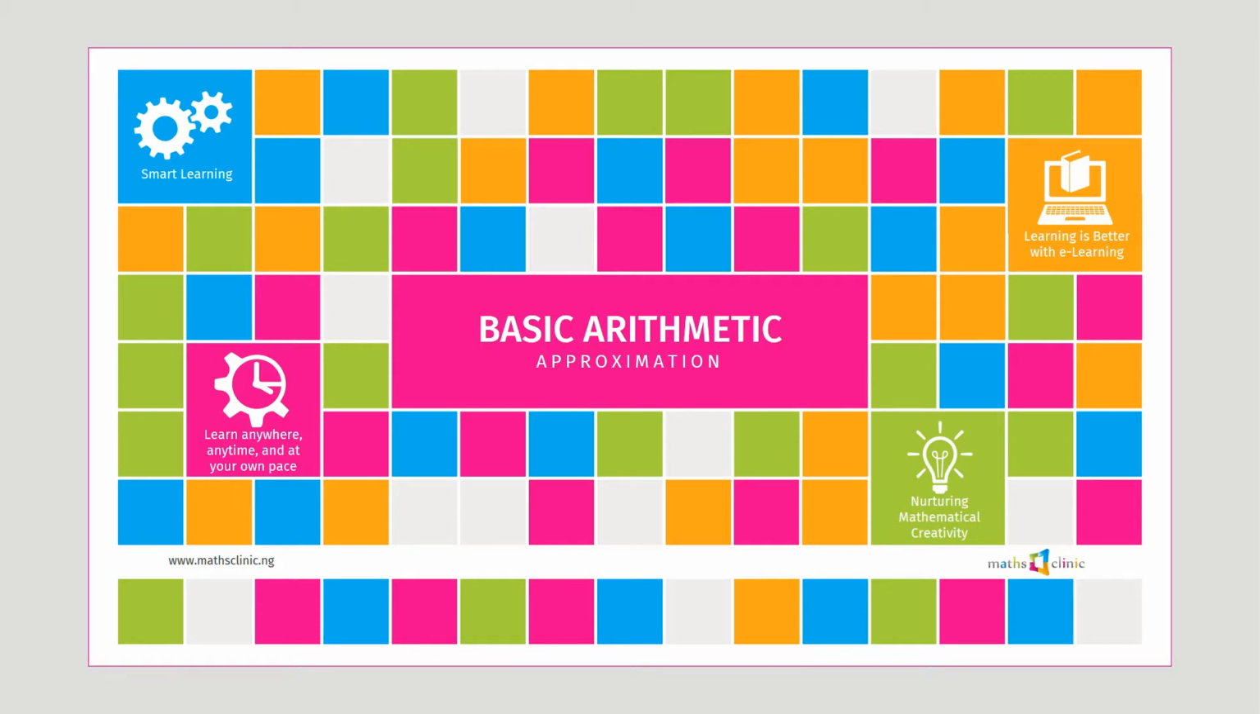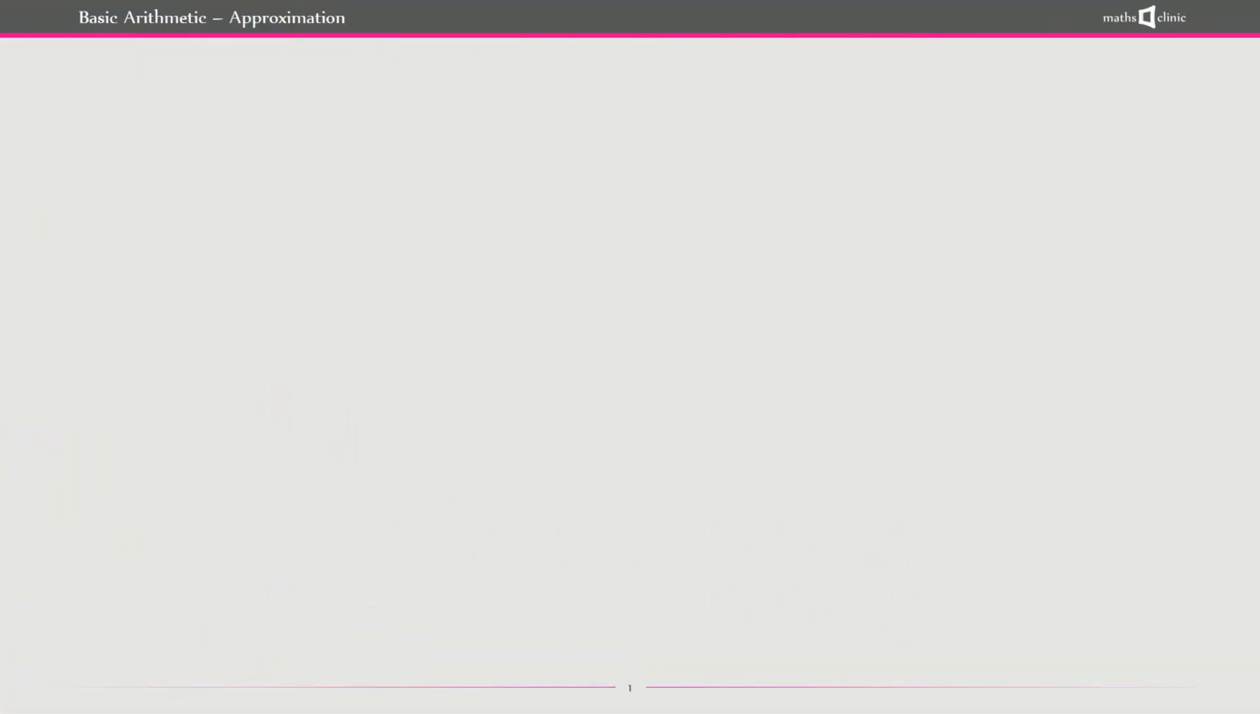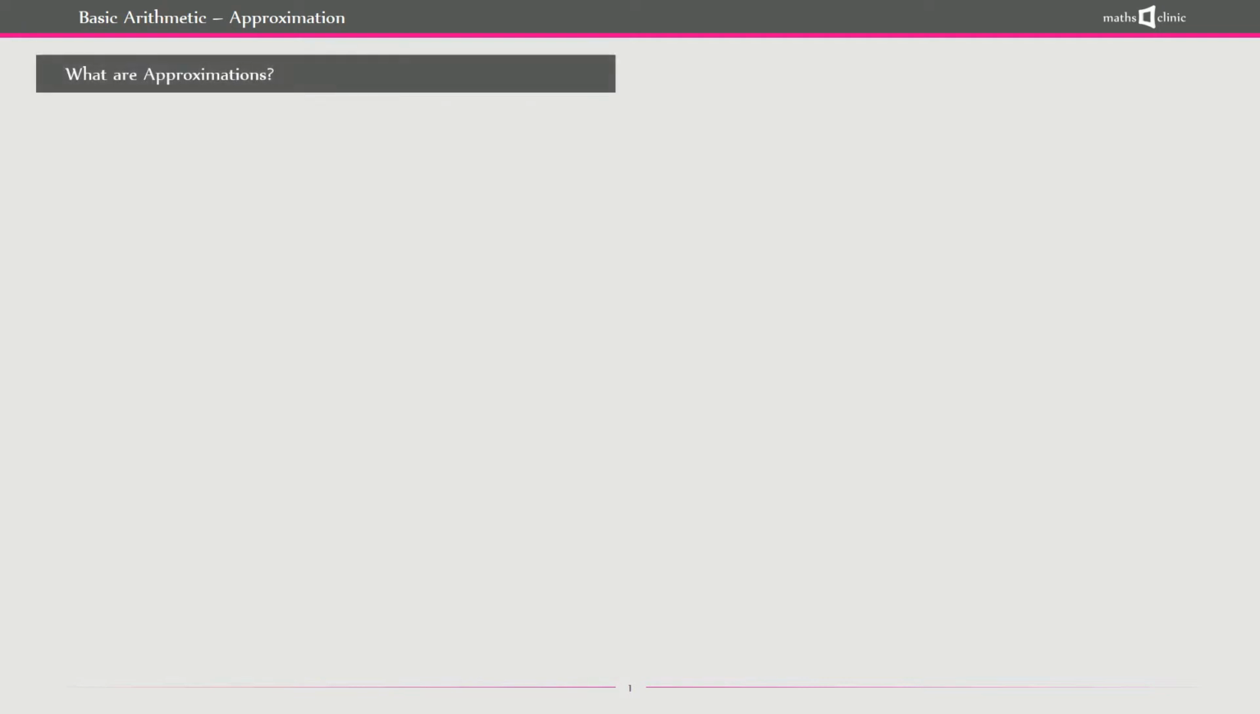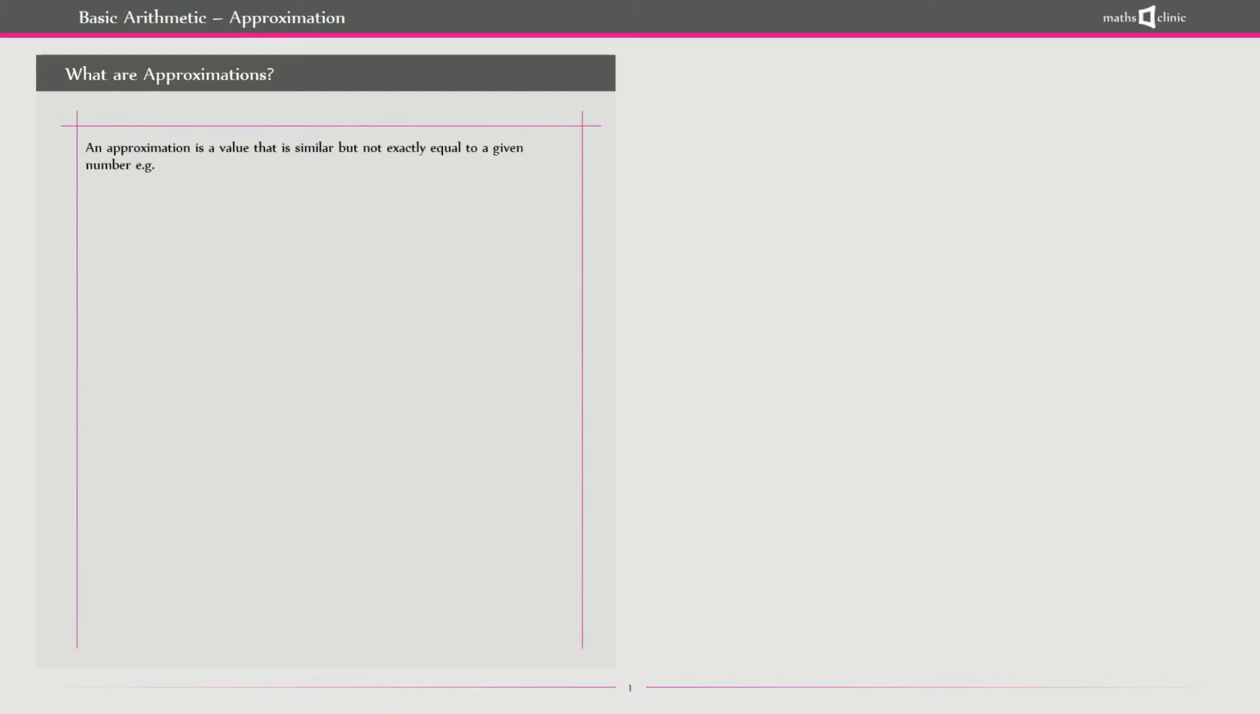So approximation, let's jump right into the lesson. Now, what are approximations? An approximation is a value that's similar but not exactly equal to a given number.